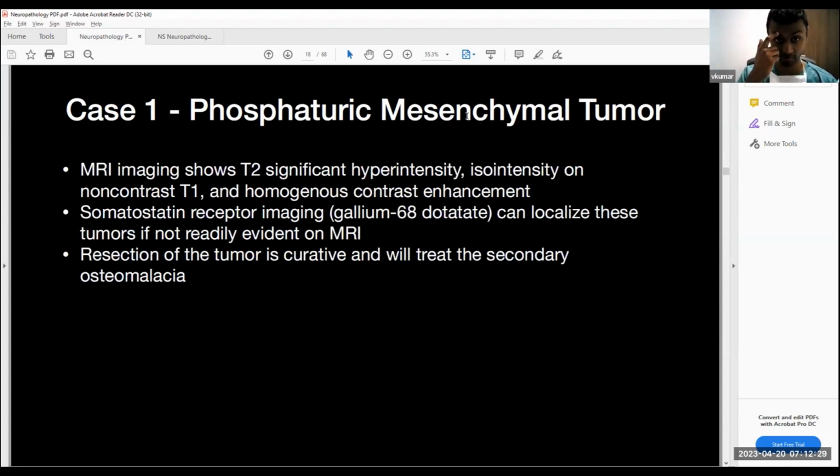And as we saw, the MRI shows quite a bit of T2 hyperintensity, especially in that kind of patchy distribution. It's iso-intense on non-contrast T1. It doesn't have very strong contrast enhancement like some metastatic tumors do, but more homogeneous. If you can't really tell on MRI, but you have very high suspicion for these based on the labs, you can do something called somatostatin receptor imaging, which will localize the tumor. And resection of the tumor will be curative, and then we'll treat the secondary osteomalacia.